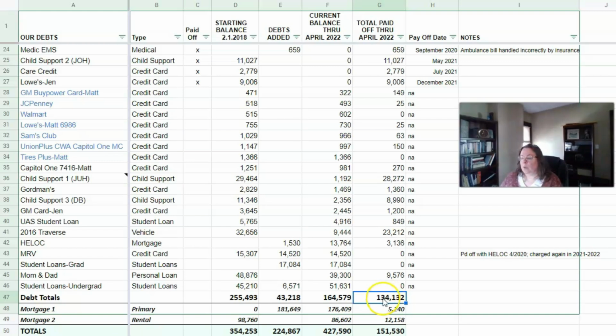And whatever your numbers look like, every time you take steps forward, even if you have to go backwards because something comes up, as long as you end up a little bit ahead, then you're making progress. And that's how we have made a total of $134,000 in payments to get rid of debts over the last 4 years.